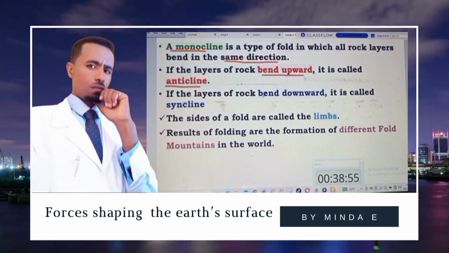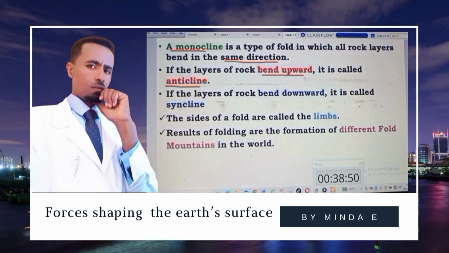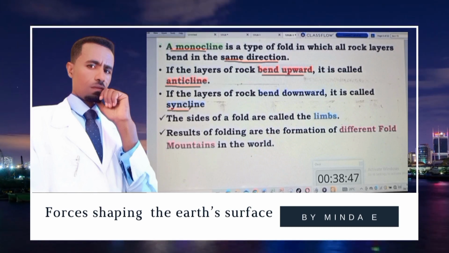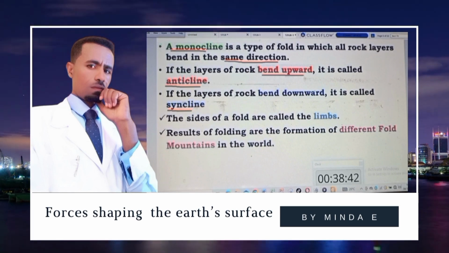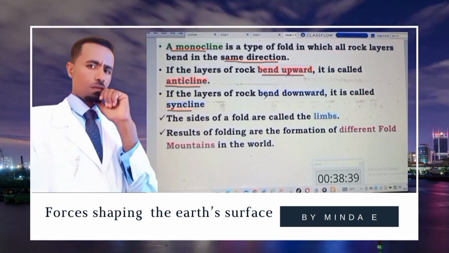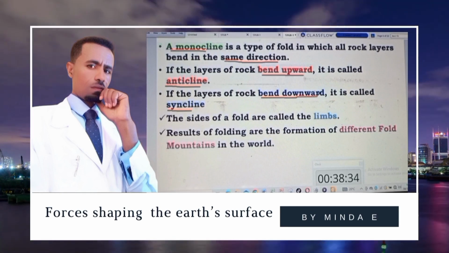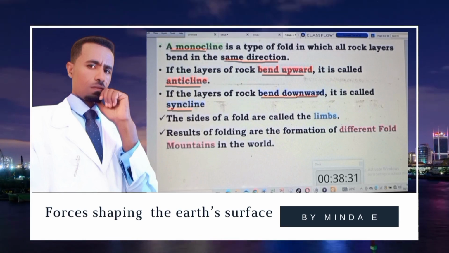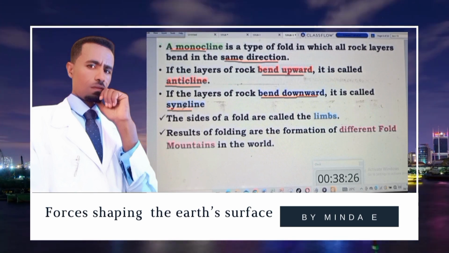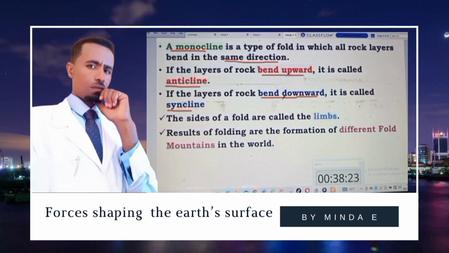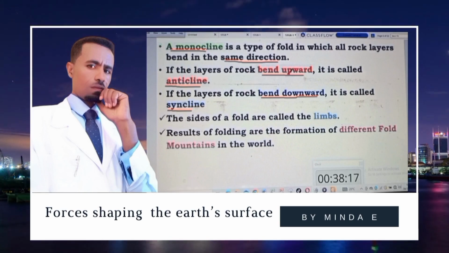Another fold type is the opposite of anticline fold, which is known as syncline. Syncline folding is a type of folding which is created when the rock bends down. When the rock bends down, it forms a fold known as a syncline fold. So syncline is downward bending, while anticline fold is upward bending.